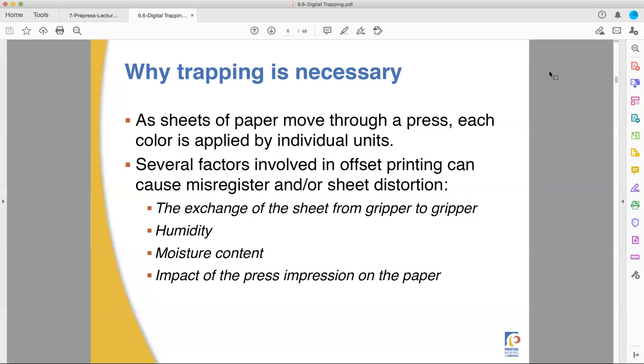So these are reasons that you need to do it. This isn't even counting things like sloppy registration. This is just actually assuming your registration is great and all your team members are working at their very best. There's still reason to trap.